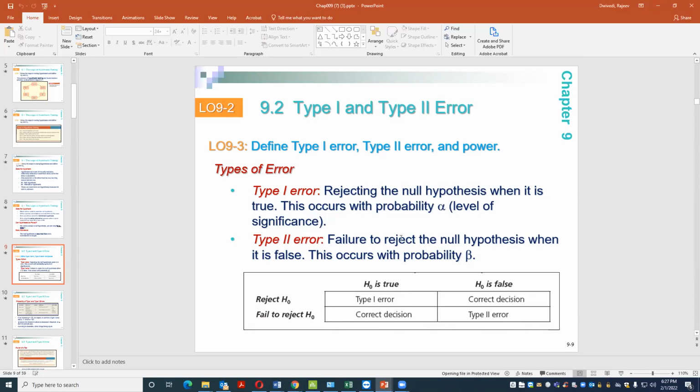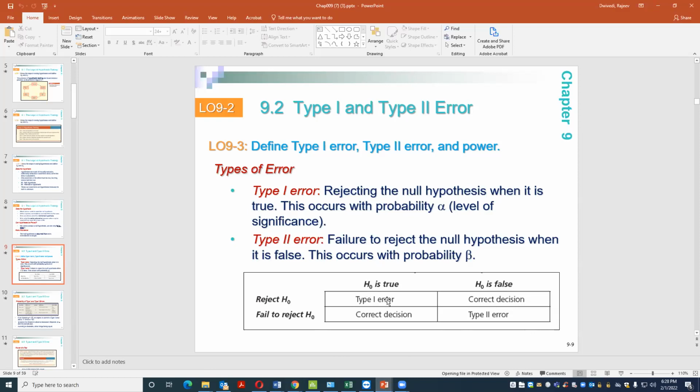Let's take an example. Somebody has COVID, but the patient is not tested positive, so the test is not showing positive. On the other side, a person is not positive and the test is showing positive. Similarly, this situation can also be possible here.